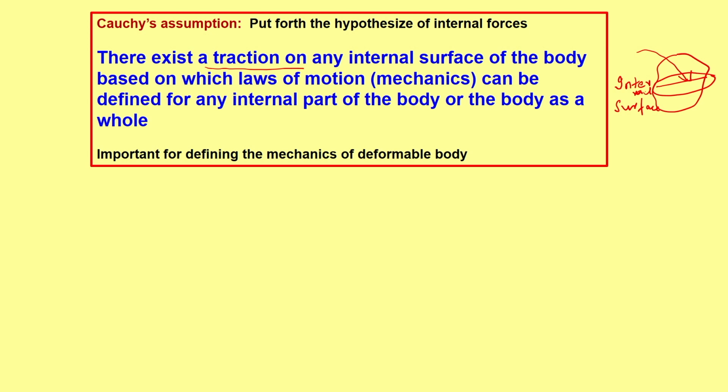Now, this is very important for defining the mechanics of a deformable body. So, any body which undergoes some load will try to deform. So, this particular aspect put forth by Cauchy's assumption is important for defining the mechanics of a deformable body.